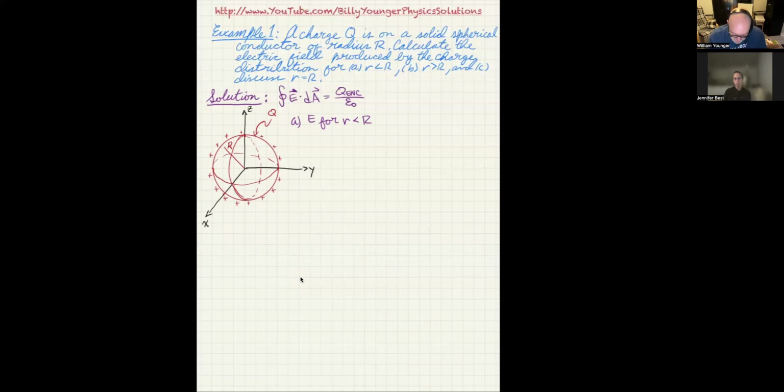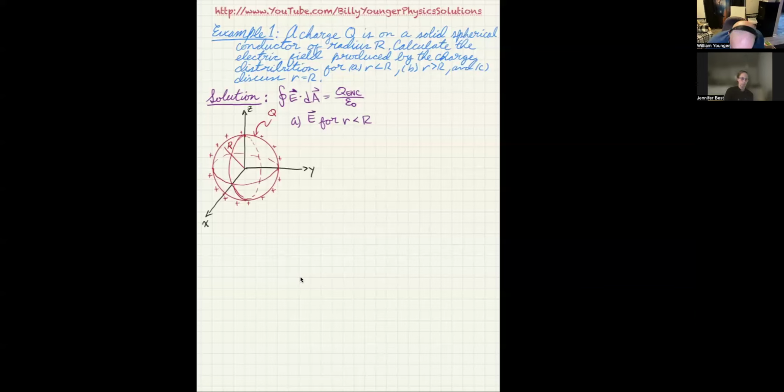In the case here, though, we have a conductor, and as we learned, all the charges that you put on a conductor are going to jump out to the outside edges, and therefore there will be no charges inside. So let's start off with E for r less than big R, and that is technically a vector, so I want to write that there.